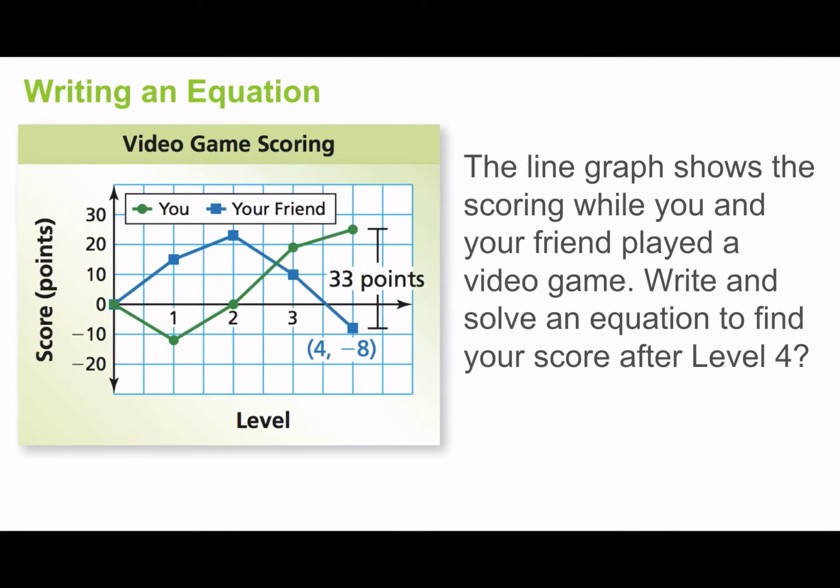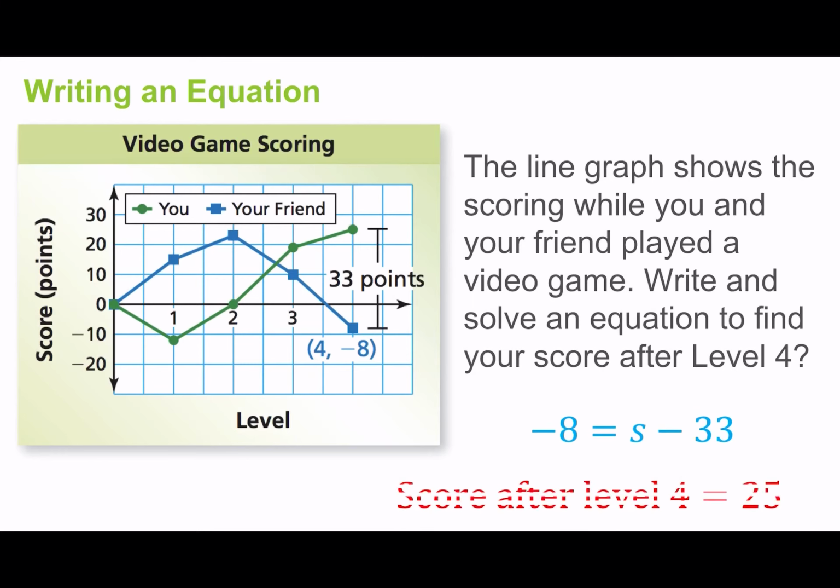All right, so this line graph shows the scoring while you and your friend played a video game. Write and solve an equation to find your score on level 4. So if we have you and your friend, at 1, you are green and your friend is blue. At level 4, what would we do to write that equation? So we could write negative 8 equals S subtract 33. So the score after level 4 is 25 points.